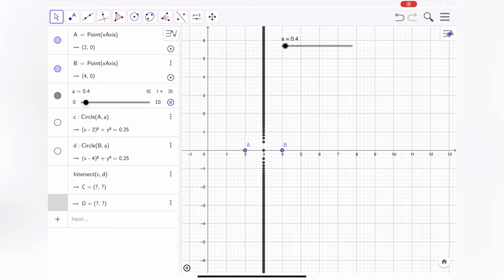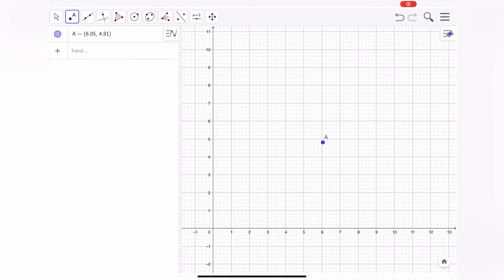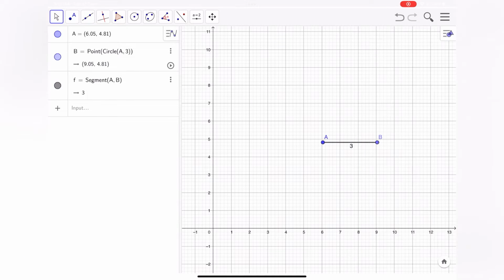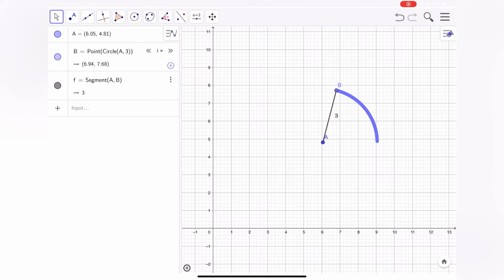Now we will go to another example, which is a circle. A circle is the locus of a point which is at a fixed distance from a given point, and that fixed distance we call the radius of the circle. Let us take a point A and draw a line segment from A of length 3, say. Now we want to see what point B, the end point of this segment, traces out. If we trace this point B, we can see that it traces out a circle, which you can see in this video.